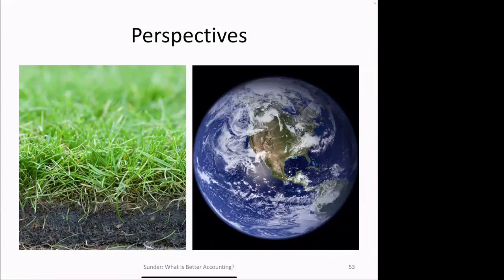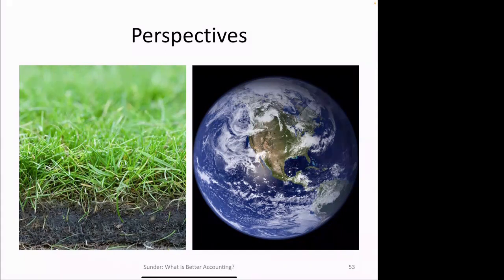What do we see in these two pictures? The left picture has all the detail that I can get by sitting on the grass. The right picture tells me something completely different. I don't see the blades of grass, but I see something else. I see a blue marble on which all 7 billion of us were born and are going to die. Maybe a few might get to Mars, but we'll exclude that.